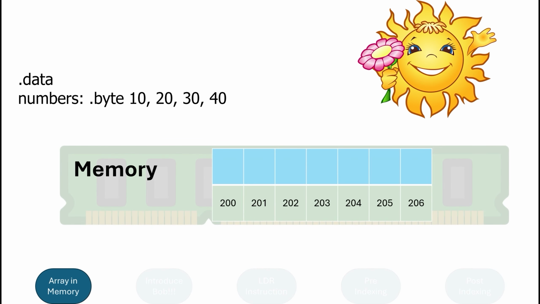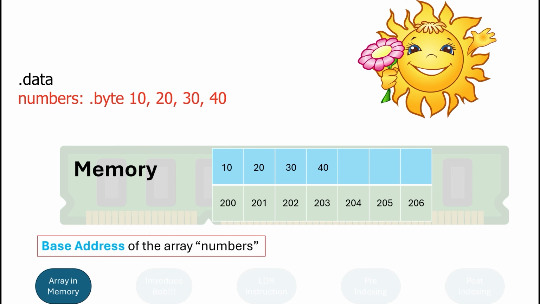In our previous lectures, we learned how to declare an array. When you run this instruction, it allocates 4 bytes of memory for the array named numbers in the RAM and fills it with the values 10, 20, 30 and 40. Once the array is created in memory, the first address, in our case the address of 10, is known as the base address of the memory. Remember this, we'll be using this notation throughout this course. Please keep it in mind.